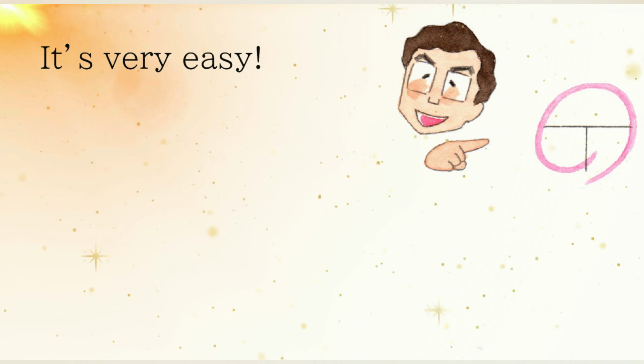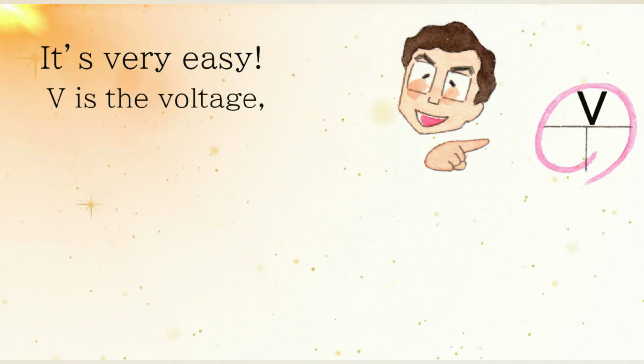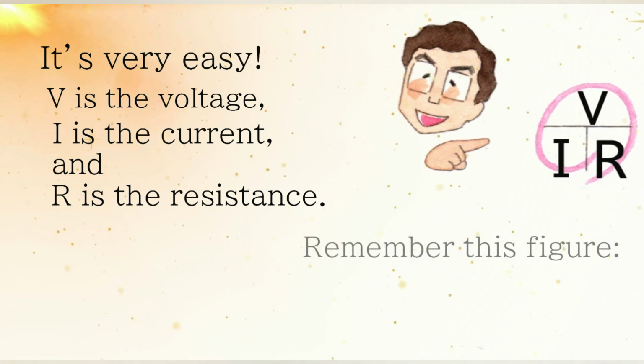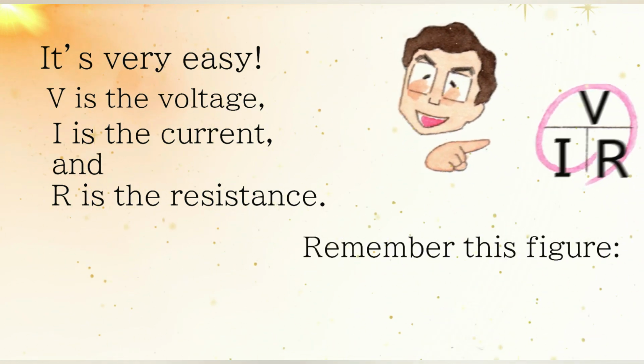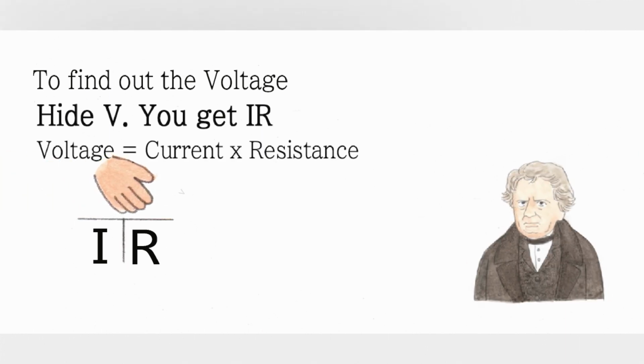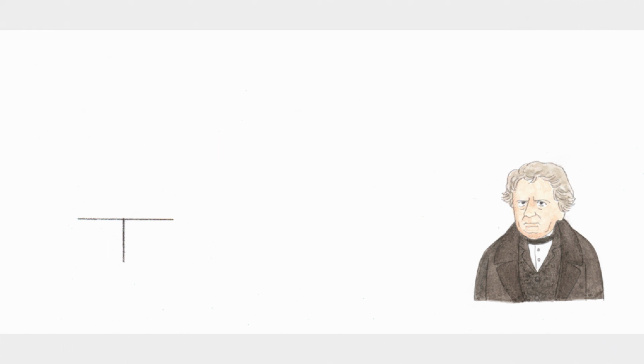It's very easy. V is the voltage, I is the current, and R is the resistance. Remember this figure. To find out the voltage, hide V. You get IR. Voltage equals current times resistance.